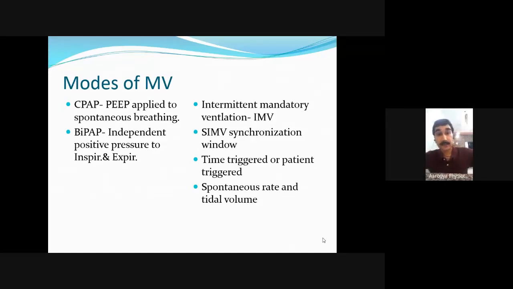Then comes the BiPAP mode. All these modes, BiPAP, CPAP, PEEP, they are used in invasive as well as in non-invasive ventilation quite commonly. In BiPAP mode, you have a different and independent positive pressure of inspiration as well as expiration.